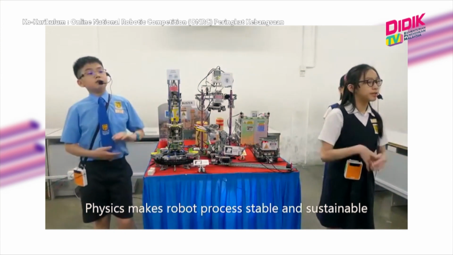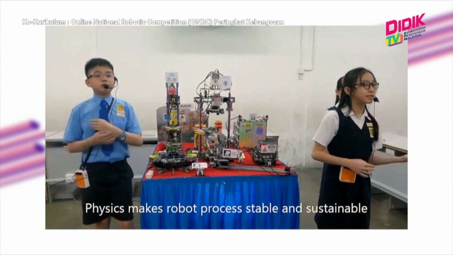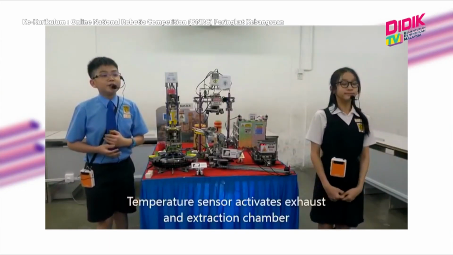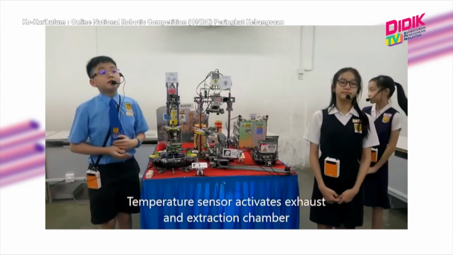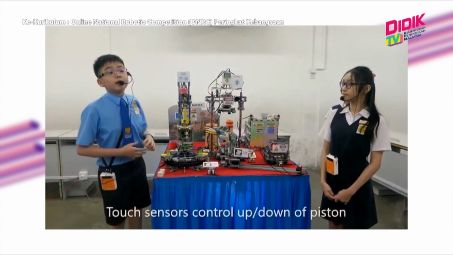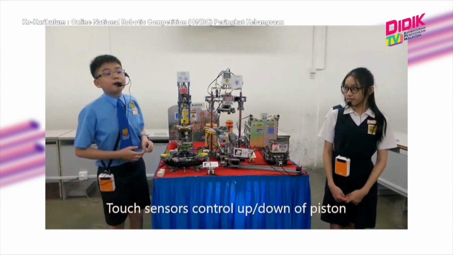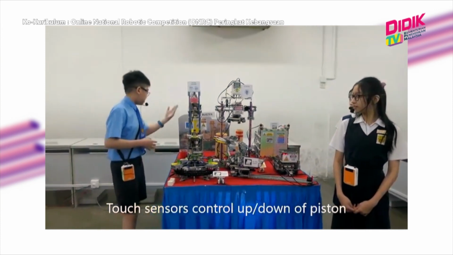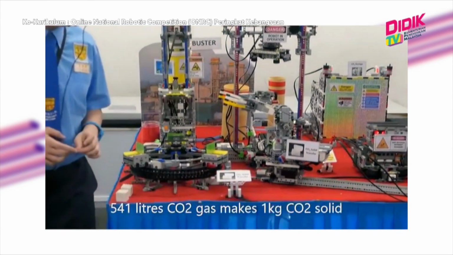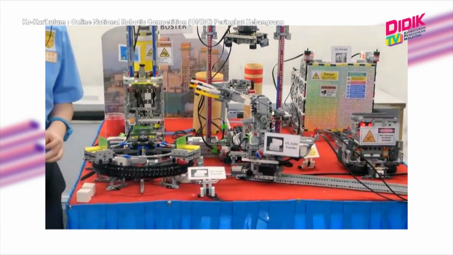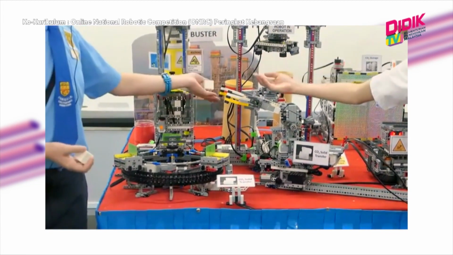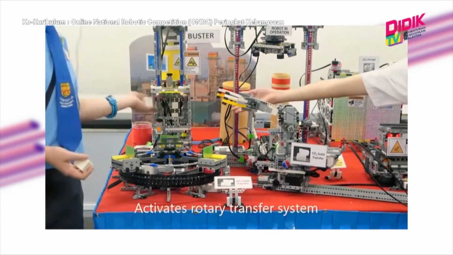This knowledge makes the robot process stable and sustainable. Temperature sensor activates the exhaust and extraction chamber. In the extraction chamber, the up and down movement of the piston are controlled by these two touch sensors. As 541 liters of CO2 gas makes 1 kg of solid CO2, the weight of solid form then triggers the touch sensor to activate the rotary transfer system.